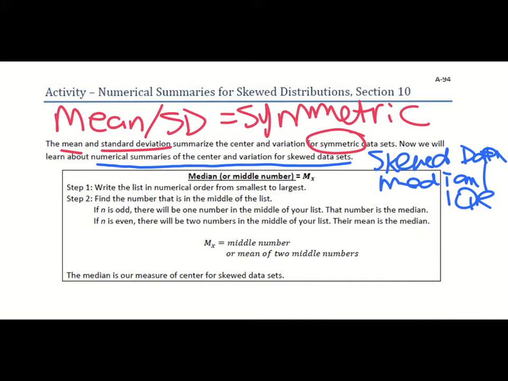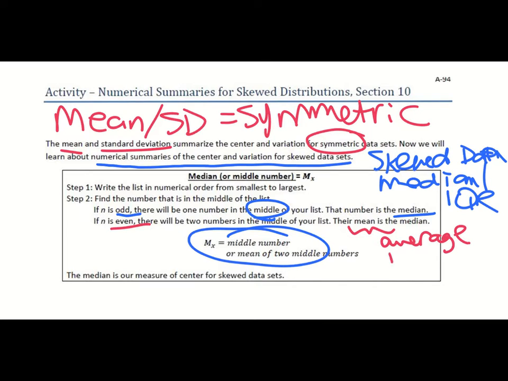So define your median. Basically, that's going to be the middle of your numbers. In order to find the middle, you're going to have to put everything in order. If you have an odd number, it's going to be the middle one of your list, and that number is your median. If it's even, you're going to have to find the average of the two middle numbers.